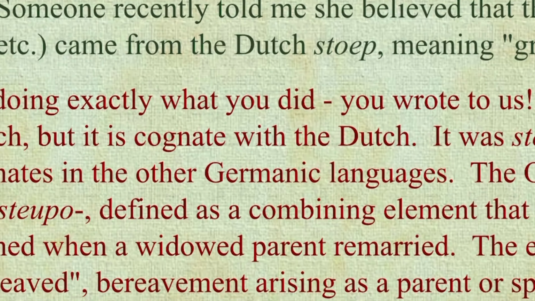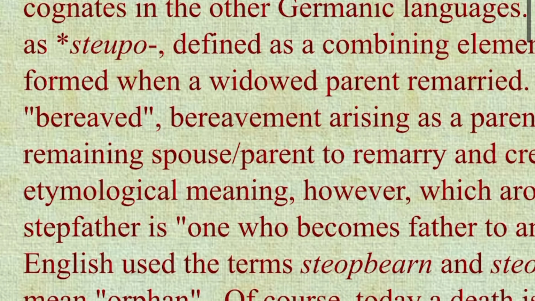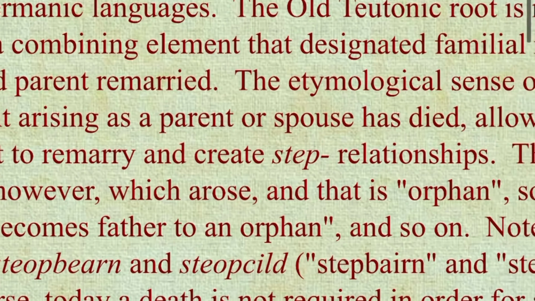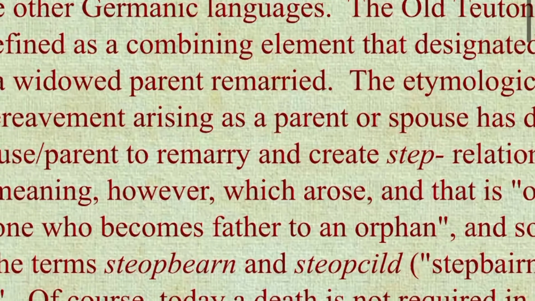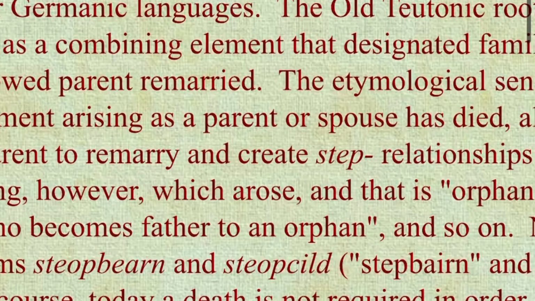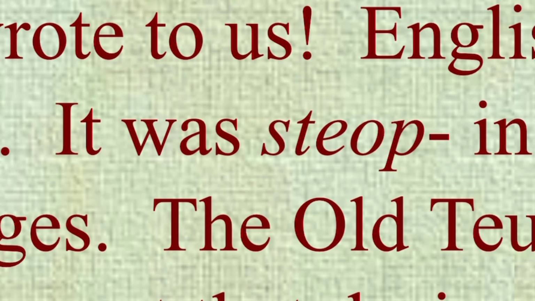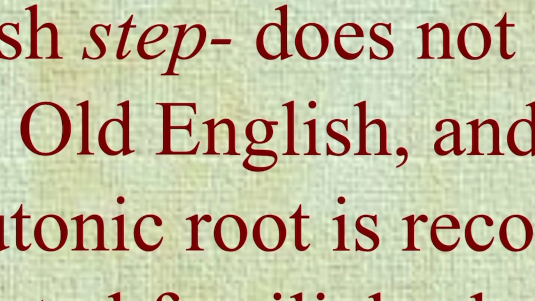But when we look at the etymology of the word step, we come across the word steop. The word steop comes from Old English. It means bereaved, it means lost, it means orphan. So a stepchild is still an orphan, even from the original meaning of what step came from.